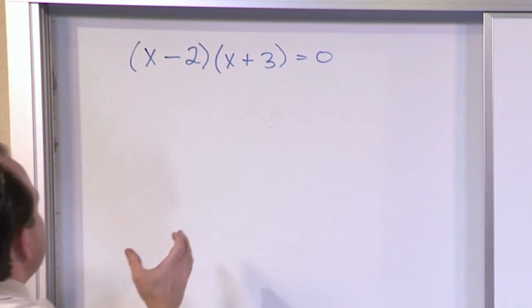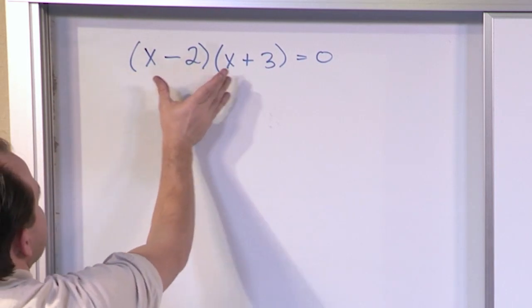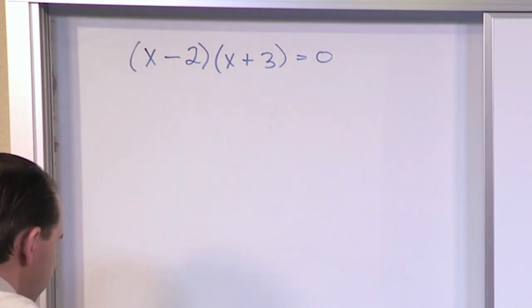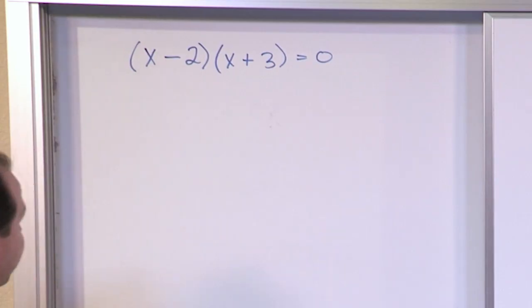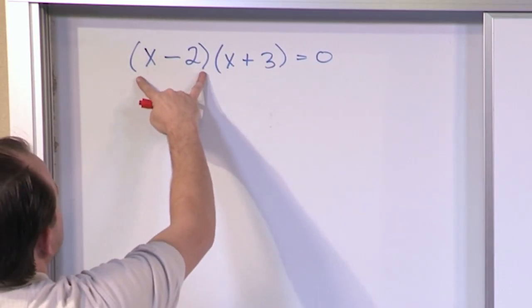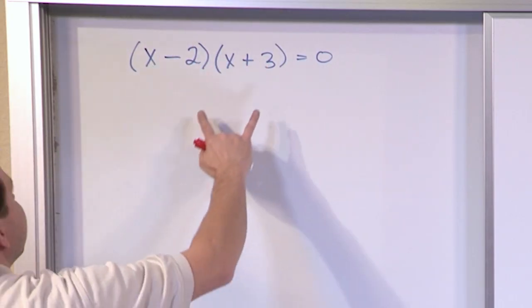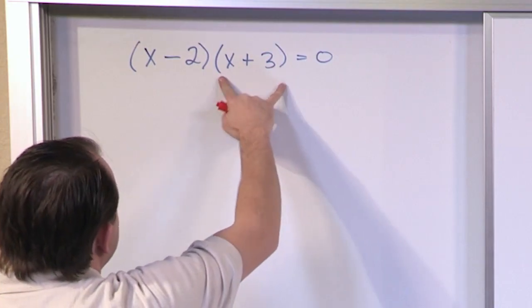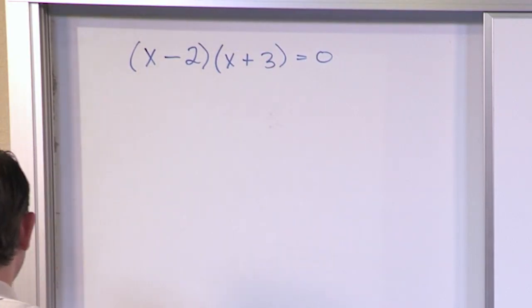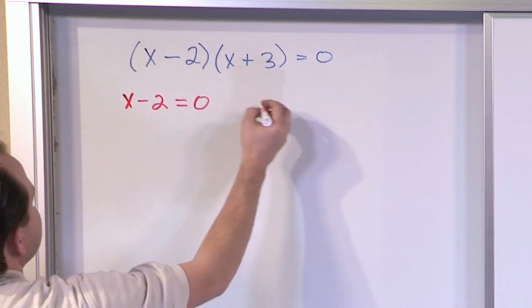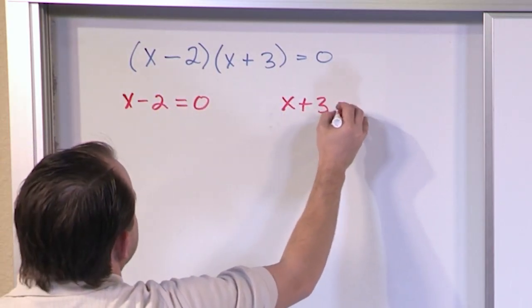But anytime you have something big like this multiplied by something big like this, and it's equal to 0, you need to think about it for a second, and it's always true, so it's something you really should remember, that this term, if I set it equal to 0, is going to satisfy the equation. Also, this term, if I set it equal to 0, will satisfy the equation. Let me show you what I mean, and then we'll talk about it. X minus 2 has to be 0. X plus 3 has to equal 0.